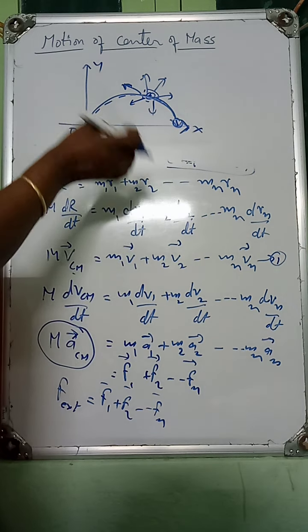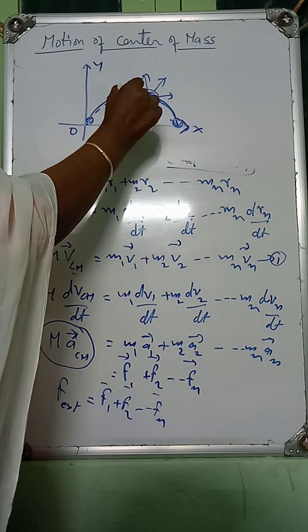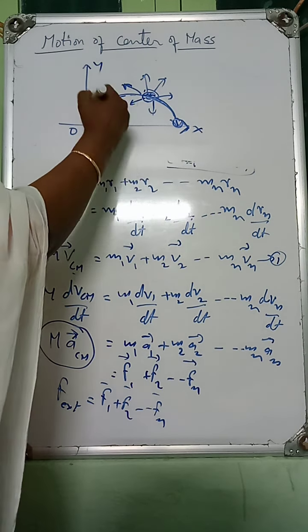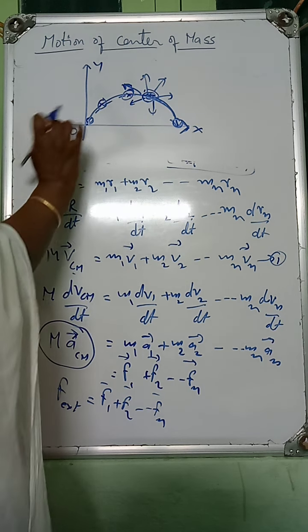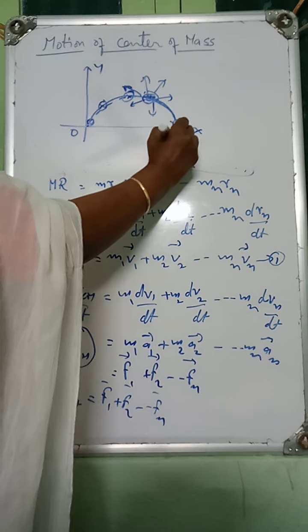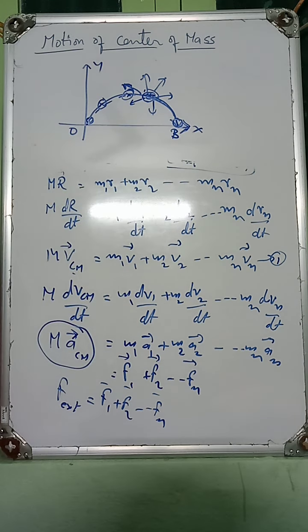But due to internal forces, the bomb may explode in the middle of its journey in this parabolic path. Anywhere in this journey, the explosion may take place here or here or here, wherever it is. The center of mass should reach the target, should reach the point B. That means we can say that there is no effect of internal forces on the motion of the center of mass. Only external force can change its motion. This is about center of mass and its motion.